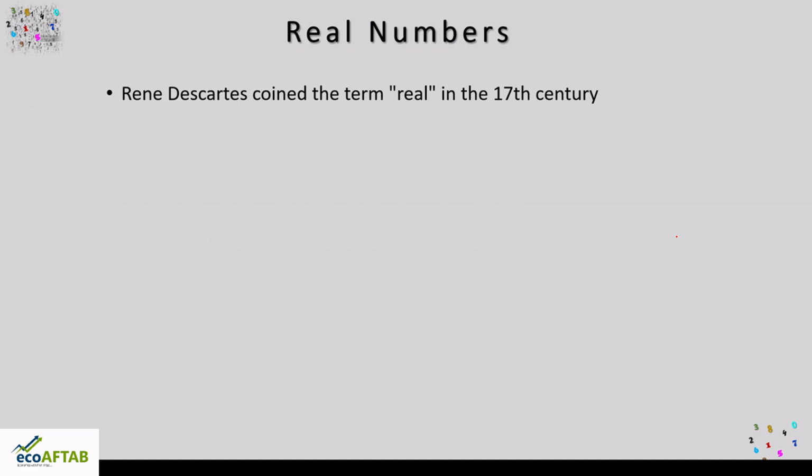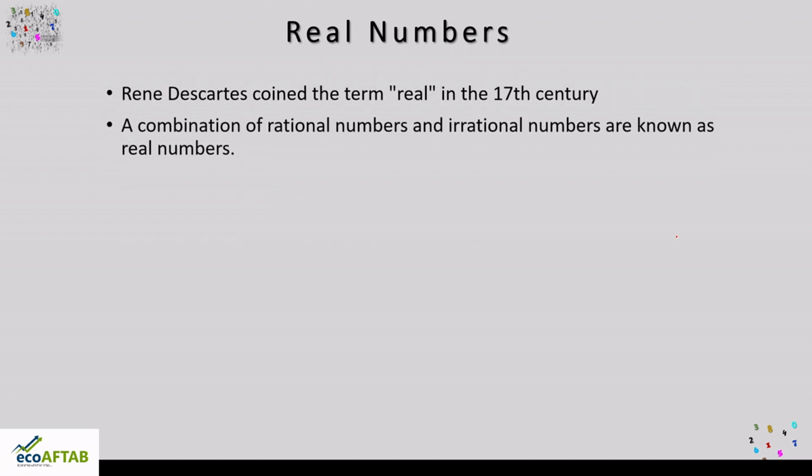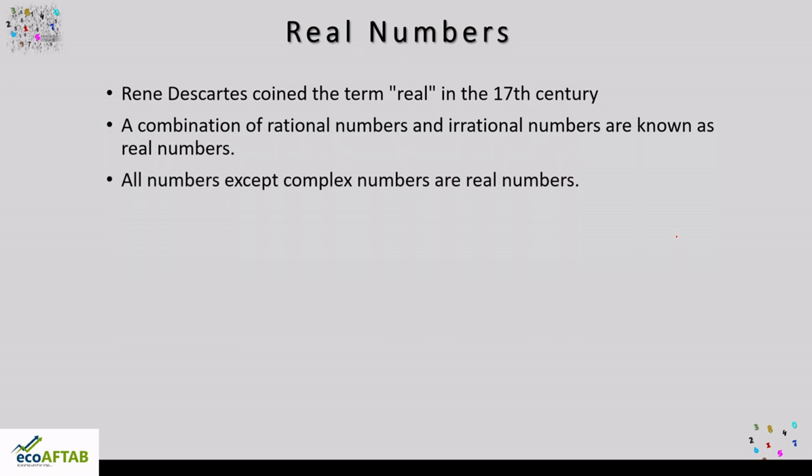Rene Descartes coined the term real in the 17th century. A combination of rational numbers and irrational numbers is known as real numbers. All numbers except complex numbers are real numbers. Now you can see we are coming into the next dimension. So I am introducing to you the term complex numbers.